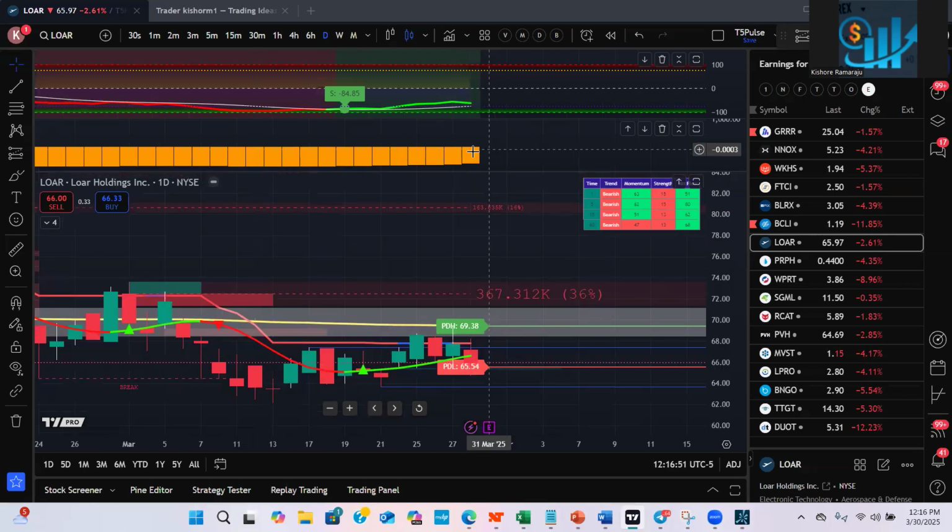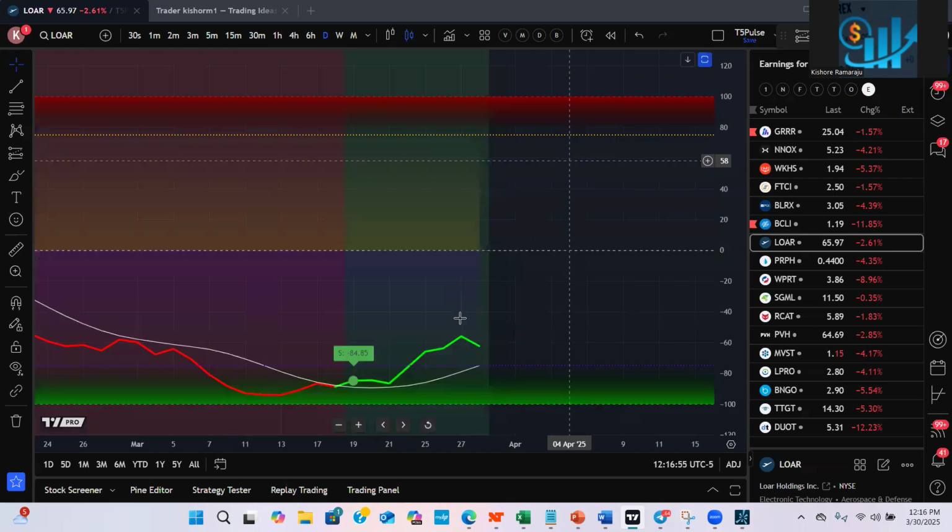This is telling it is in a downtrend. This is also, even though it is showing green, the curve is not pointing towards the upside. The curve is actually pointing towards the downside. That means it did a small pullback, but again it can drop.